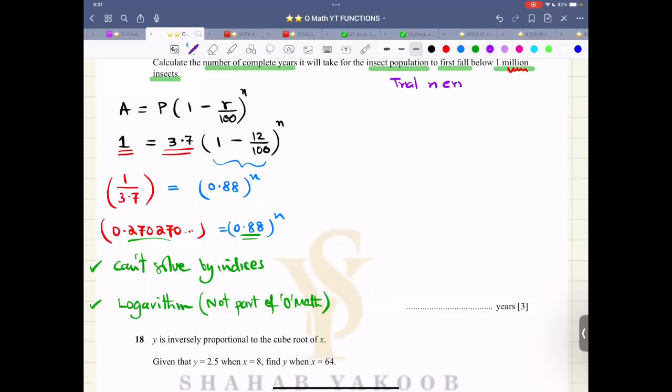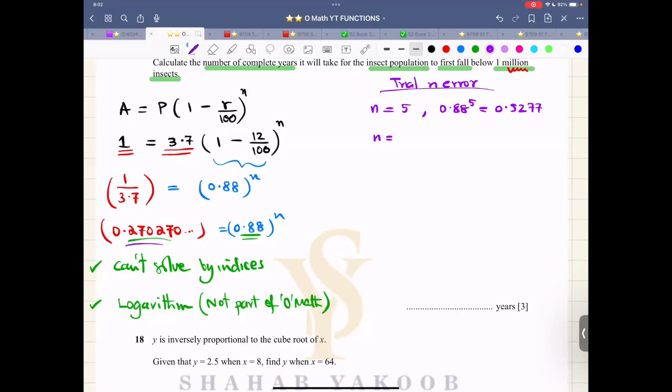So how will we work it out? Let me plug in a value. Let me take n equals 5. So I'm grabbing the calculator. You can also do that and should do that. 0.88 raised to the power of 5 comes out to be 0.5277. This is very much more than that.